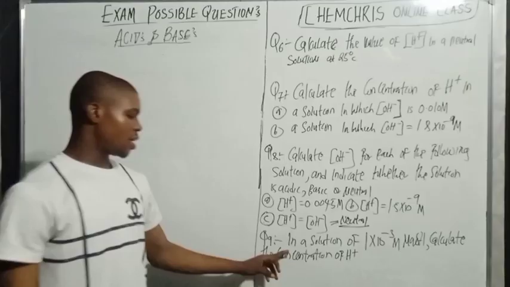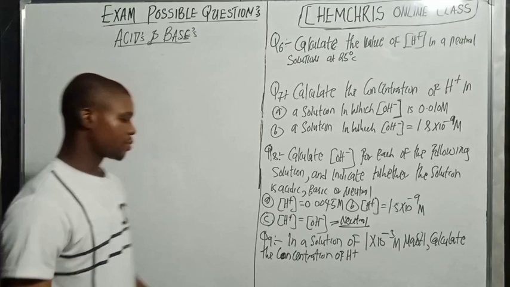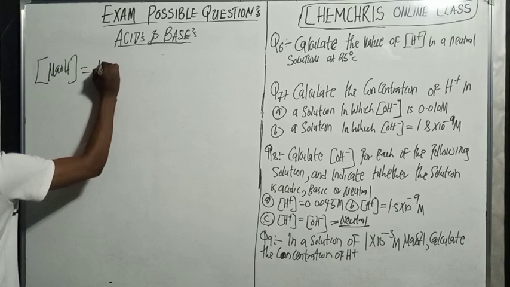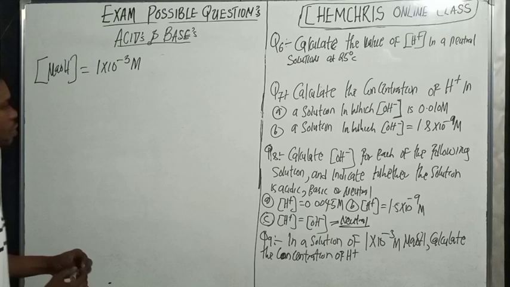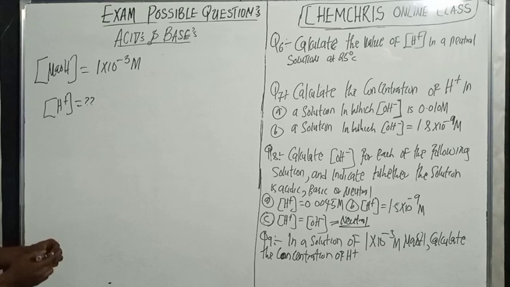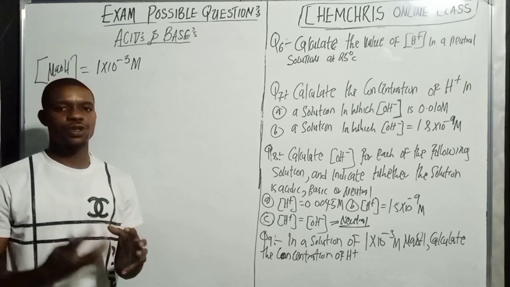In a solution of 1.1 exponential minus 3 molarity NaOH, calculate the concentration of H plus. So the concentration of NaOH is 1 exponential minus 3 molarity, right? That is it. They're asking what is the concentration of H plus? Understand that these are the ways and patterns they set the exam. These are questions from the past questions itself. So these are things that you should be expecting.